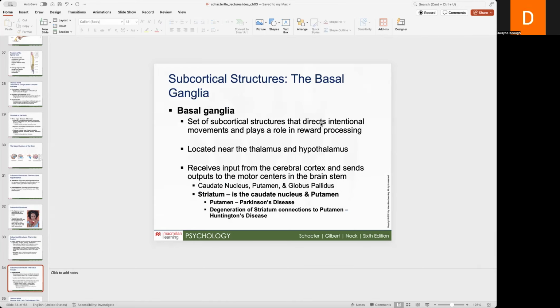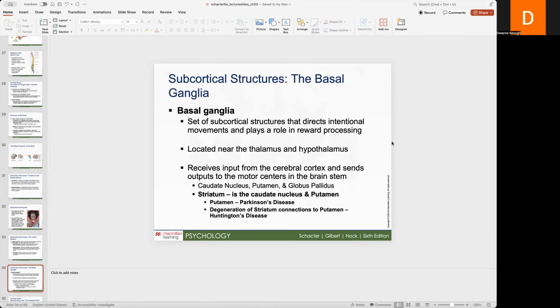The basal ganglia, and I'll just make a note that this slide in particular deviates a little bit from the stock one I provided, just so you get a little bit more information. But the basal ganglia is a set of subcortical structures that are responsible for our intentional movements and play a role in reward processing. Now, the basal ganglia themselves are comprised of the caudate nucleus, the putamen, and the globus pallidus. Together, they all receive input from the cerebral cortex and send outputs to the motor centers of our brain in the brainstem. The striatum is comprised of the caudate nucleus and the putamen.